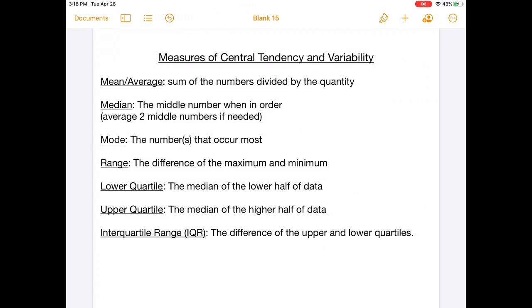The next lesson is going to be about measures of central tendency and variability. I'm not going to spend a lot of time going over these. This is a review. Most of you know how to do this. If not, go ahead and pause the video and look over these so you remember how to do them.